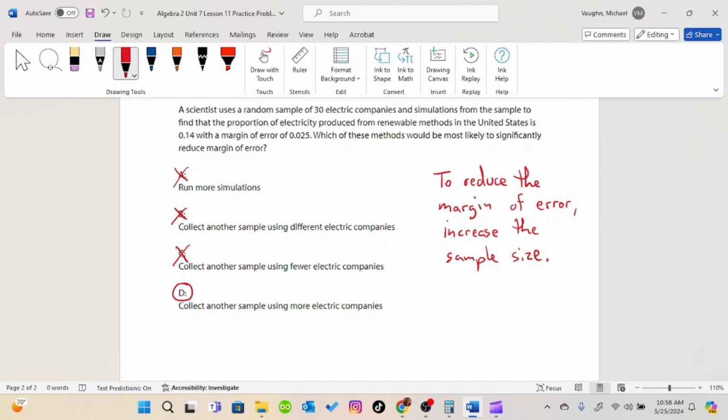If you collect another sample using more electric companies, a larger sample size will reduce your margin of error. If you have any questions about how sample size affects the margin of error, please get clarification on this so that you can be set up for success as we move on to lesson 12 practice problems.